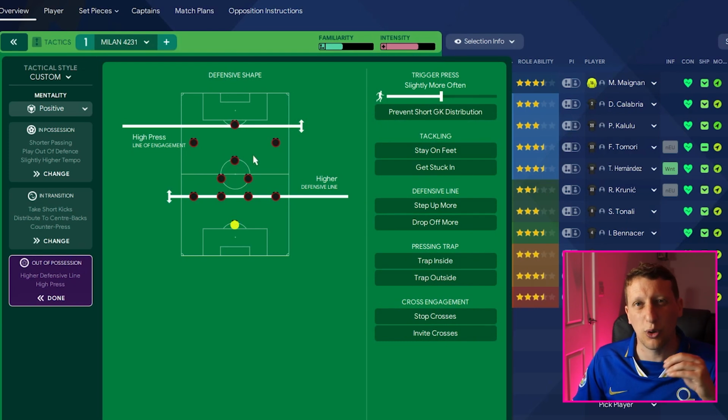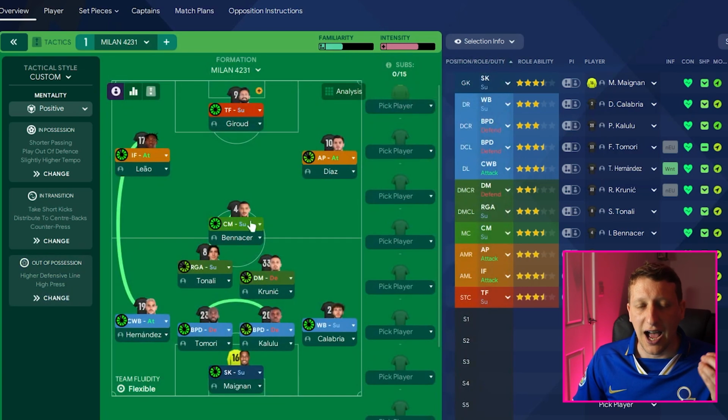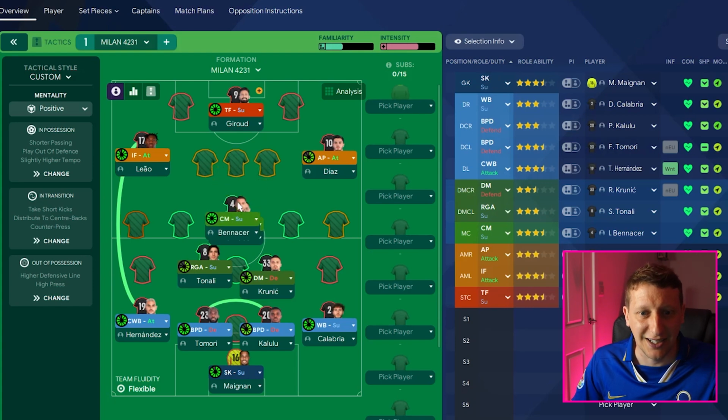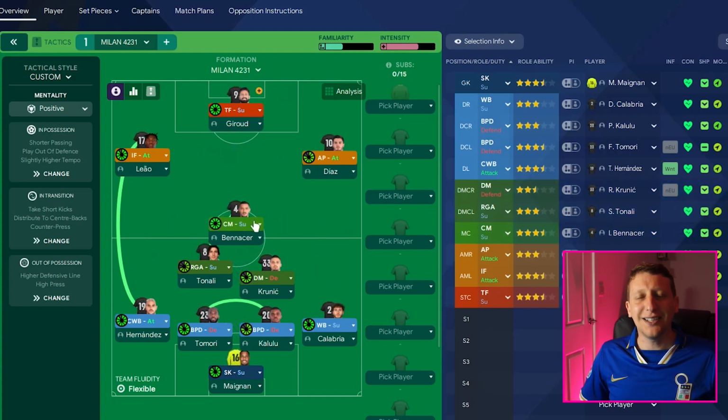They do press as soon as that ball goes out to fullbacks. Rafa Leao, Diaz, Benassa is often kind of doubling up with Giroud to press holding midfielders. If there is a holding midfielder, I would suggest as well, if you're going to use this tactic, get Benassa to man mark that holding midfielder and he will go in there and mark and press tightly. Okay, that is AC Milan.